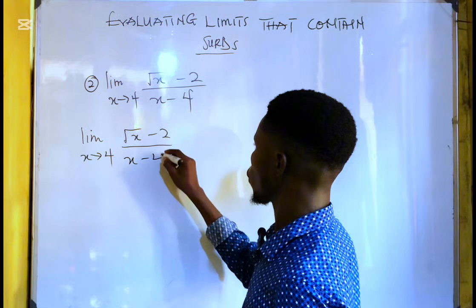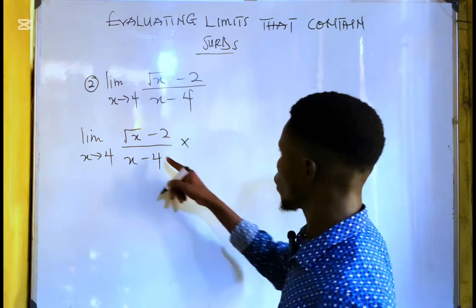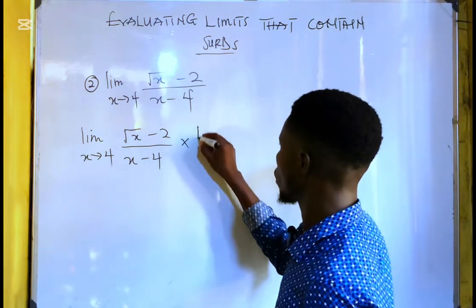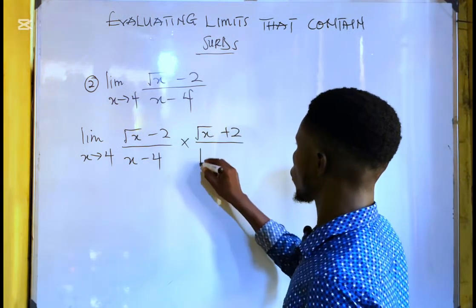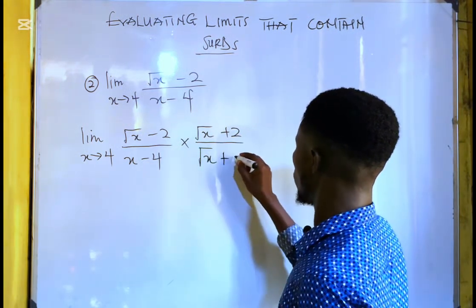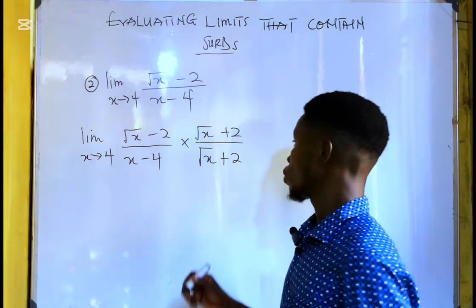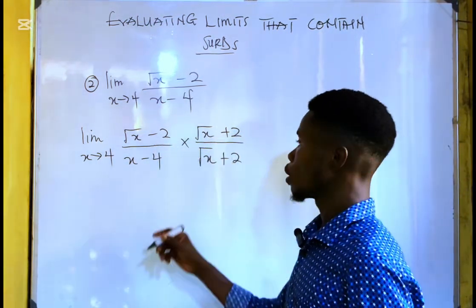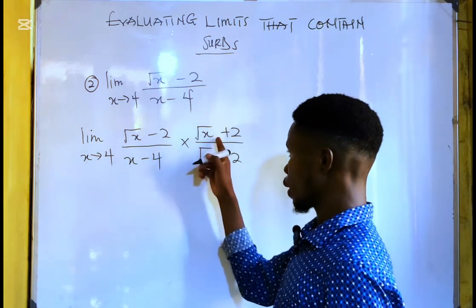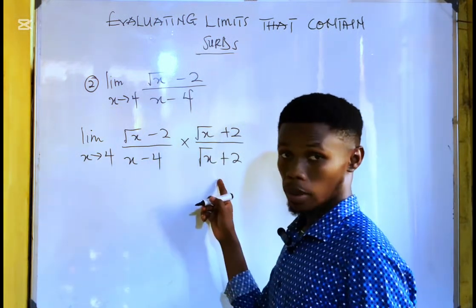all divided by x minus 4. So when you are conjugating the top one, which is square root of x plus 2, all divided by square root of x plus 2. Now, because it's minus, that's why it's plus. If it is plus, it becomes minus. Now here, you see we conjugated this, so you maintain the down one.